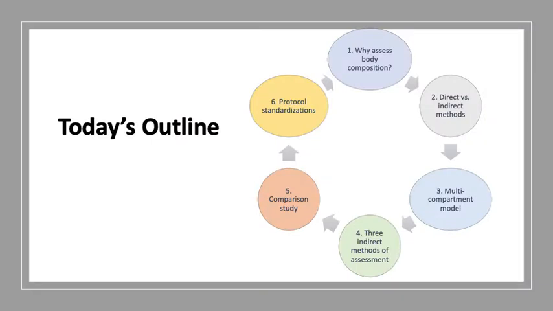The plan for today's lecture is sixfold. Firstly, we're going to discuss the reasons for assessing body composition. Then we're going to move into discussing the direct and indirect methods, then the multi-compartment model. Then I'm going to present 4 indirect methods of assessment, which are the most common. Then I'm going to talk about a comparison study that I did about 5 years ago at the Canadian Sport Institute. And then lastly, we're going to talk about protocol standardizations to ensure that we have valid and reliable data.